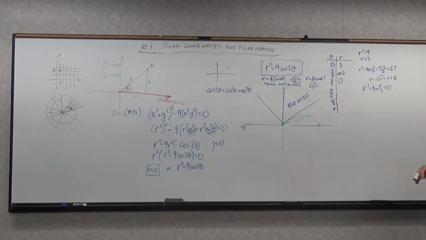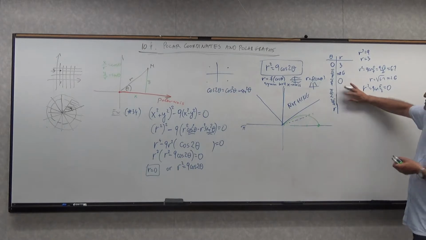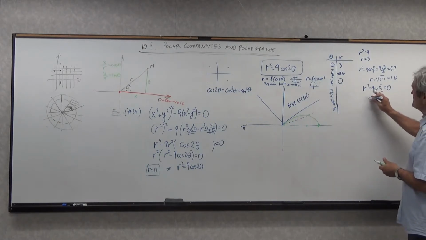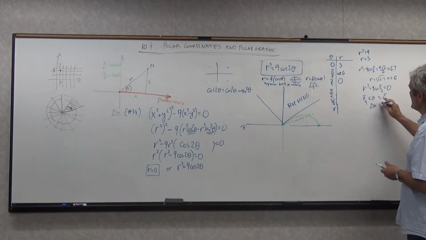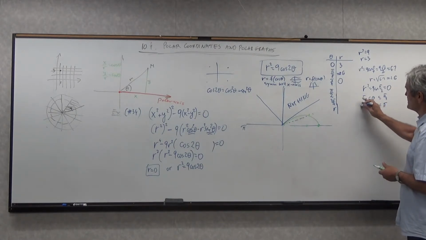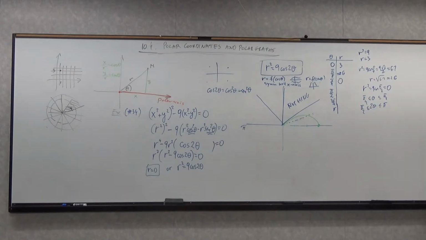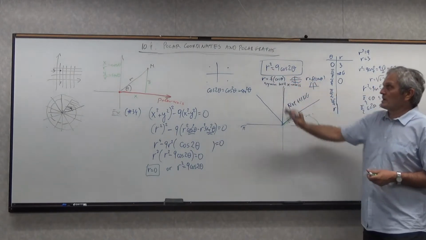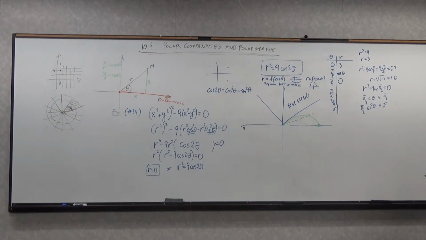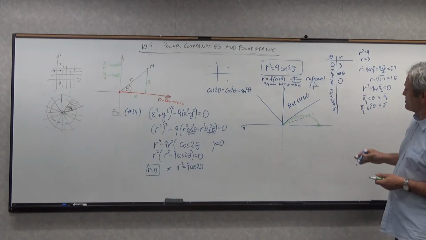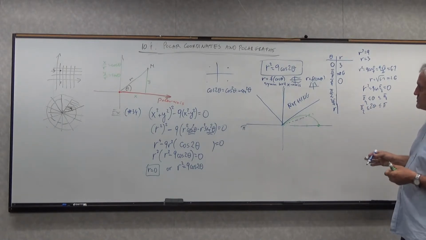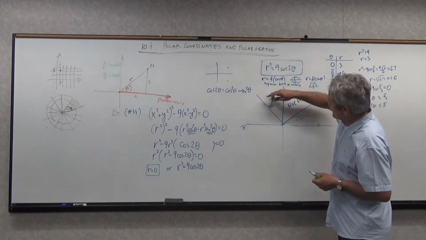Because between pi over 4 and pi over 2, theta is between pi over 4 and pi over 2, 2 theta is between pi over 2 and pi, and cosine is negative, so I get a negative number on the right, positive on the left. This is impossible and there is nothing there. The same thing happens between pi over 2 and 3 pi over 4, because cosine 2 theta is still negative, so I have nothing here.